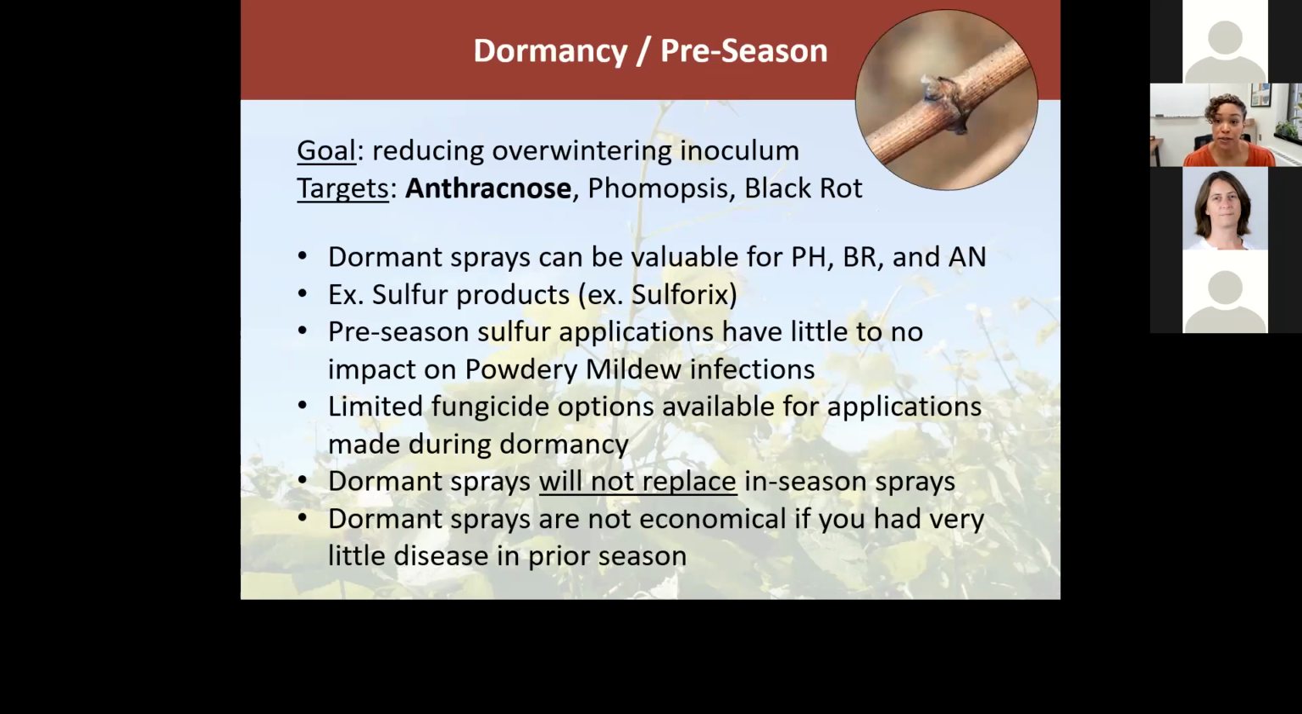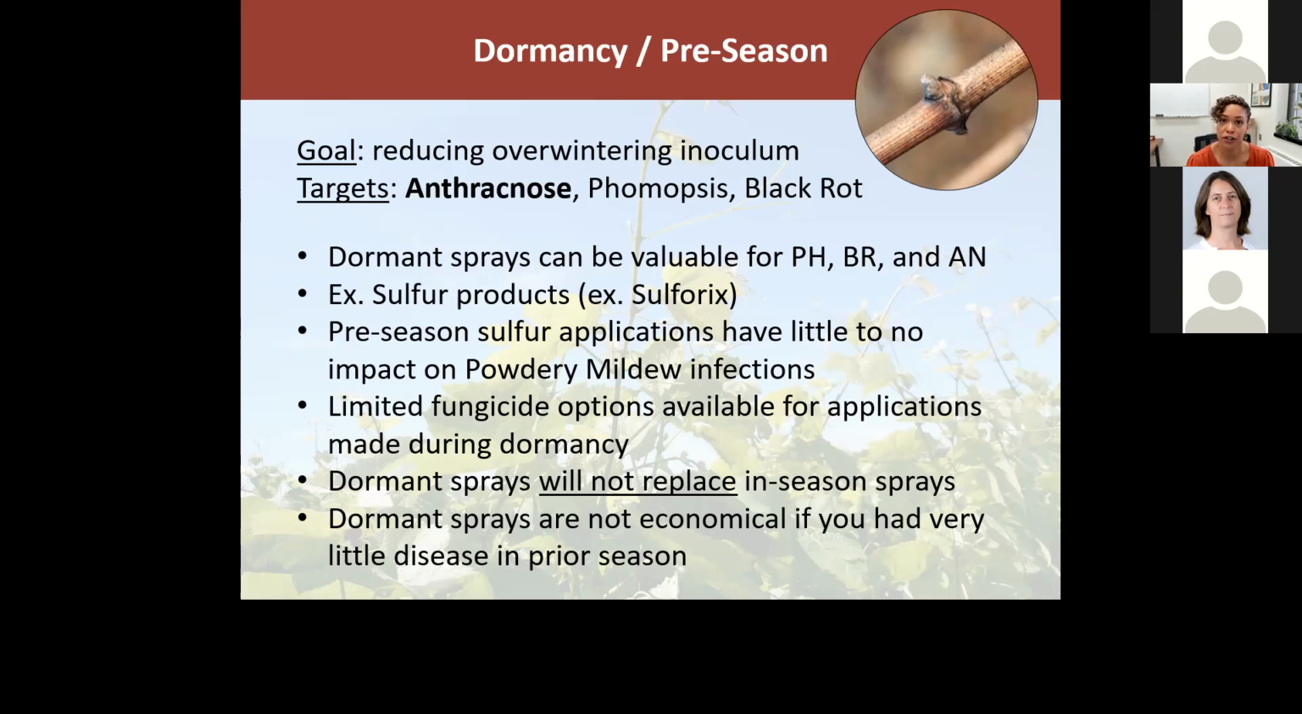So in terms of thinking about your plan for the rest of the season, starting with dormancy, the goal here is reducing that overwintering inoculum. You can use a few different options for dormant sprays. I would say sulfur products tend to be the most popular. The main target here is anthracnose, but we do see efficacy for things like phomopsis and black rot with these dormant sprays. Preseason applications, unfortunately, don't really have an impact on powdery mildew, and that has to do a lot with the biology of the fungus.